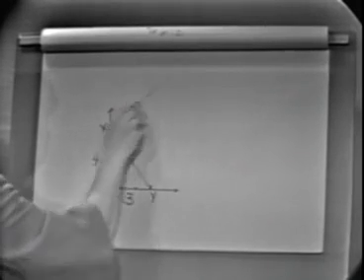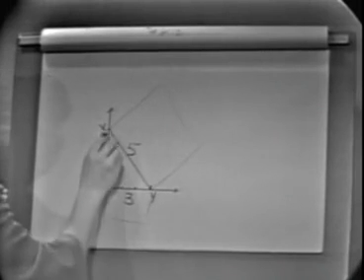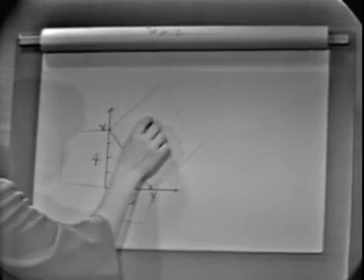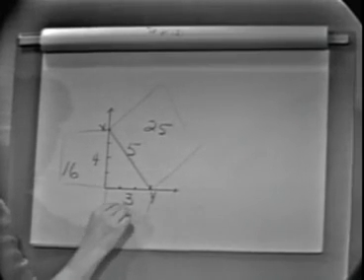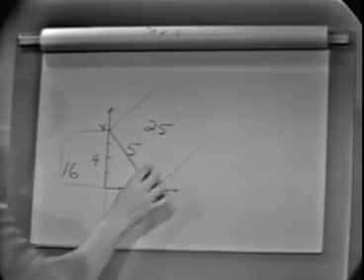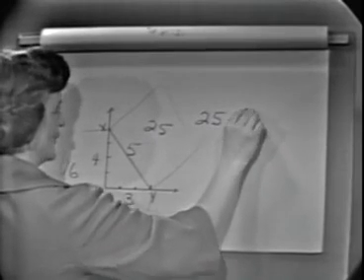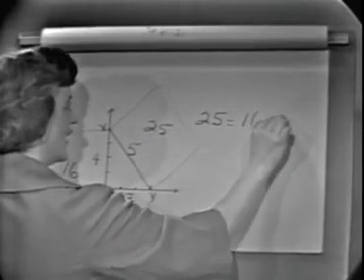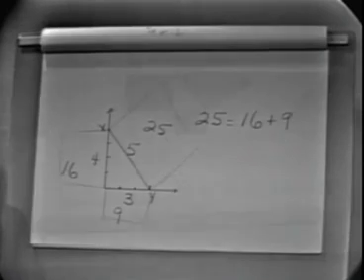If we would build squares on each of these sides, this then would be 25, 16, 9. But we know that 25 is equal to 16 plus 9. Is this true for every right triangle? Let's try another.